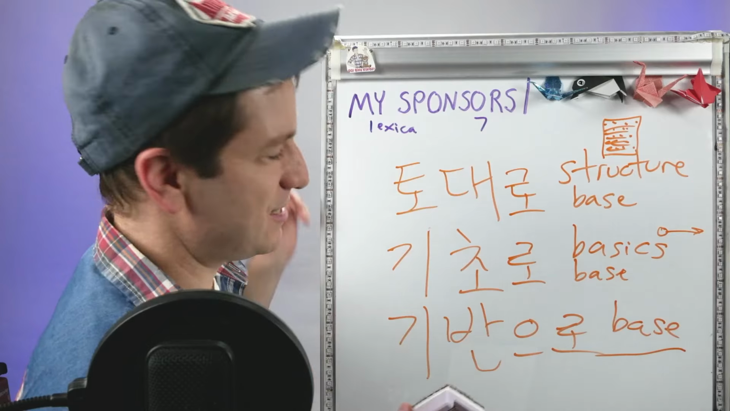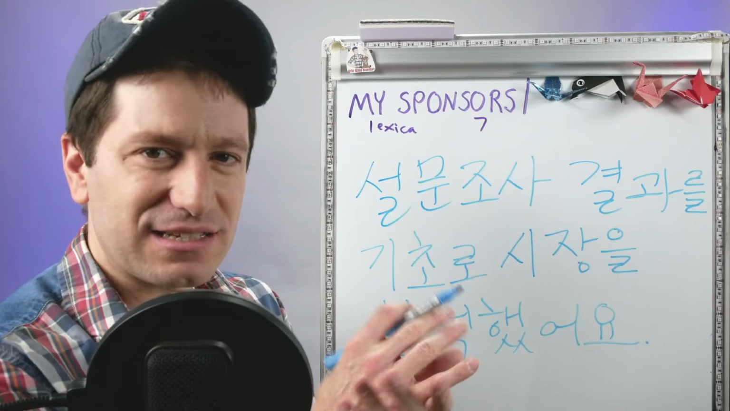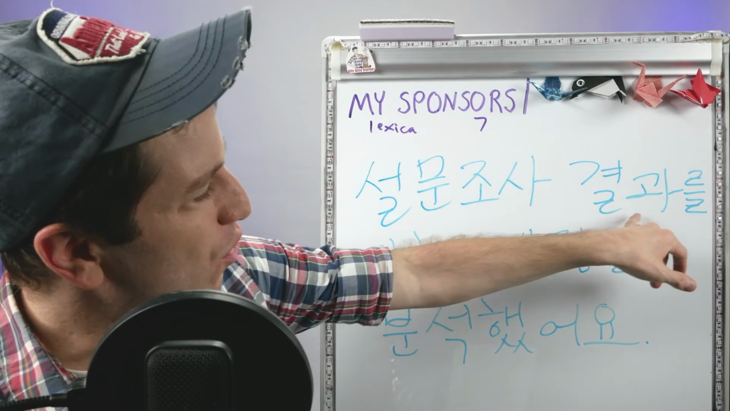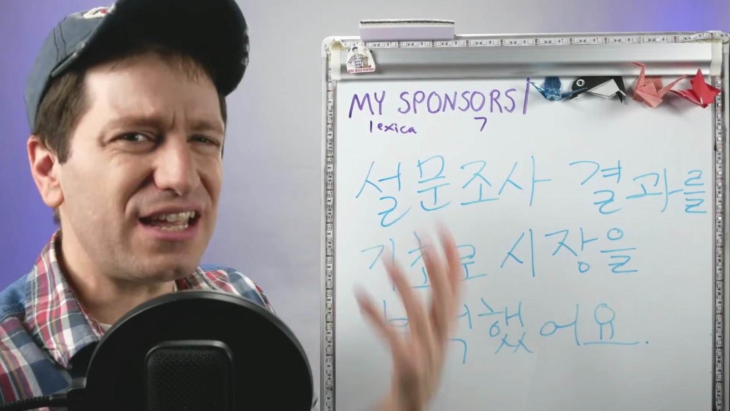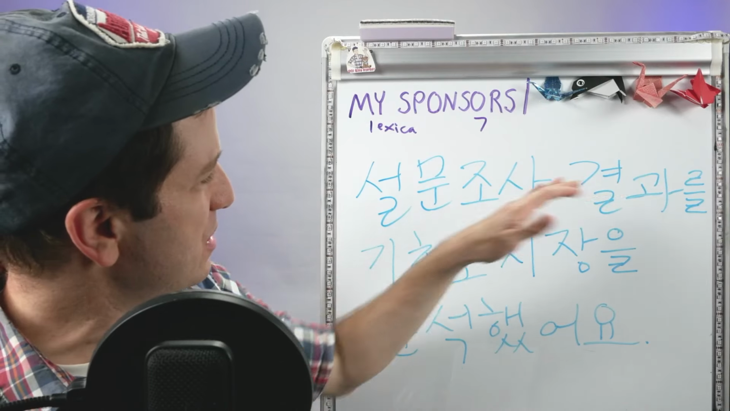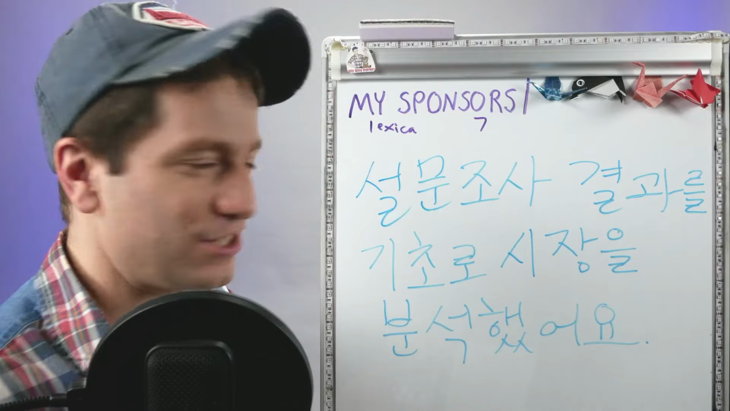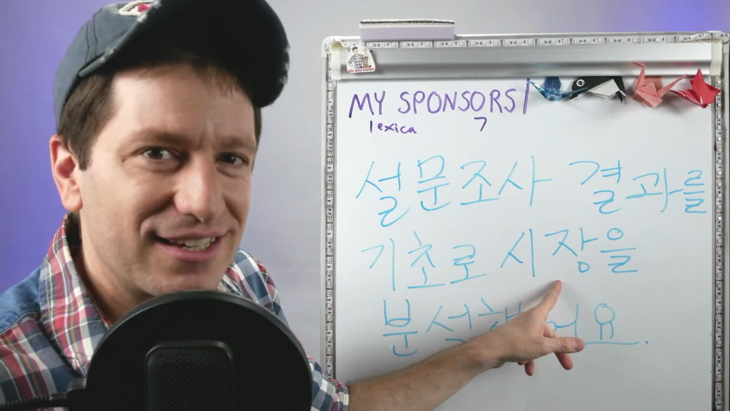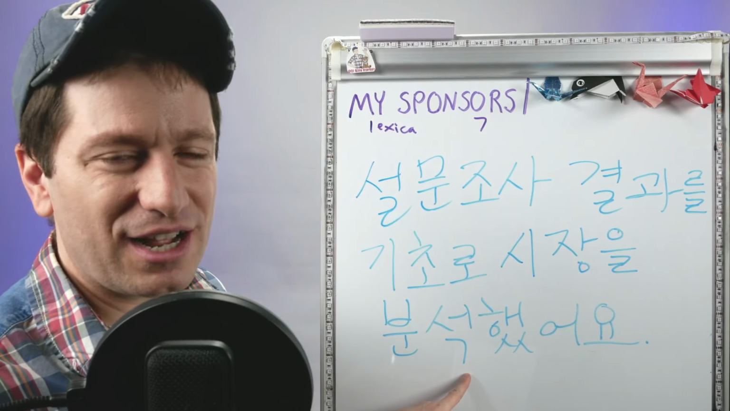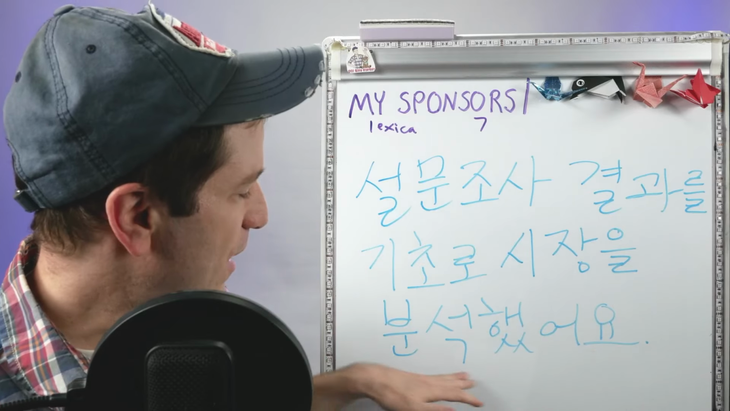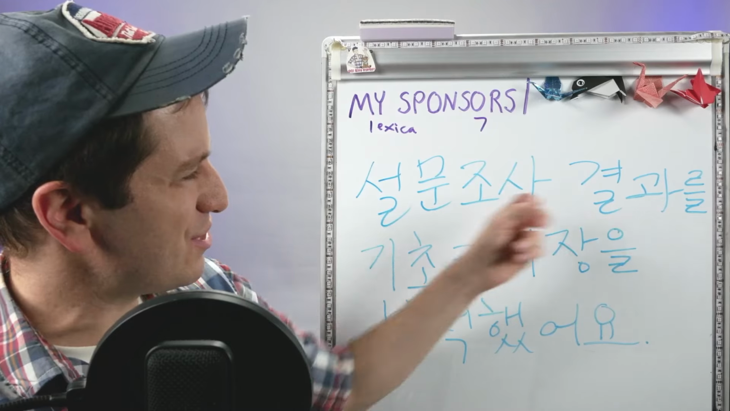So let me give you a couple sentences. 설문조사, that's a survey. Like if you ask people a survey. 설문조사 결과, the results of a survey. So the survey results, 기초로. Again, just think of it like 바탕으로. So based on the results of the survey, 시장 means literally a market. Like if you go to the 시장, you go to the market. But it also means like a business market, like market research. 시장을 분석하다. 분석하다 is to analyze. So I analyzed, 분석했어요, the market based on the results of the survey.